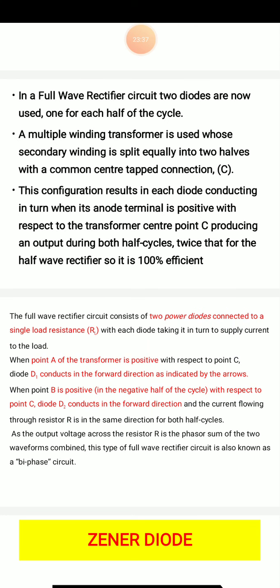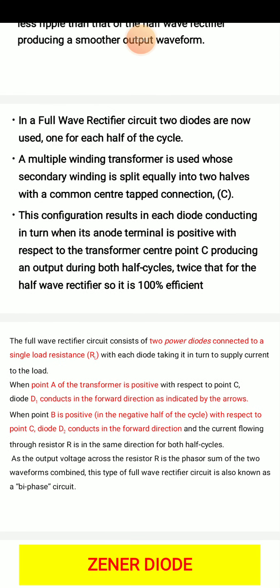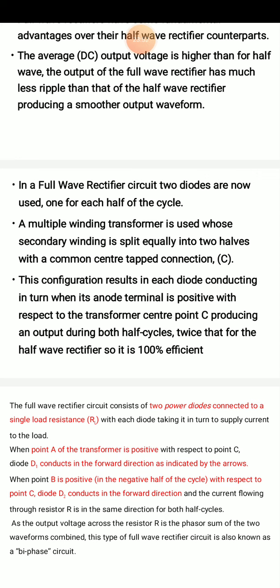The output voltage across the resistor is the phasor sum of the two waveforms combined. This type of full-wave rectifier circuit is also known as a biphase circuit. Bi means two-phase. So at this juncture, I would like to repeat.